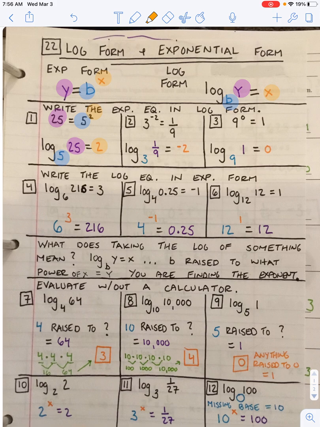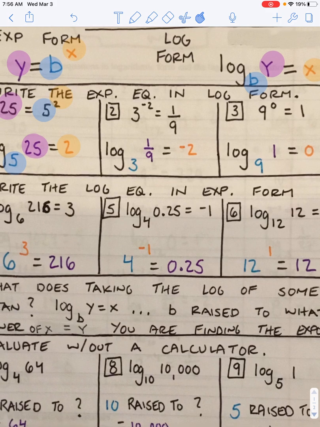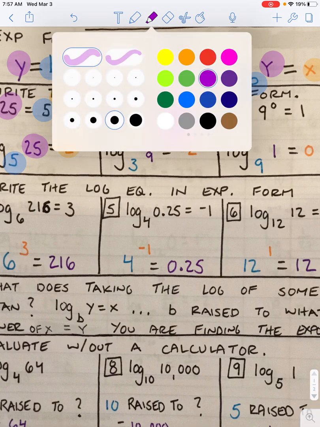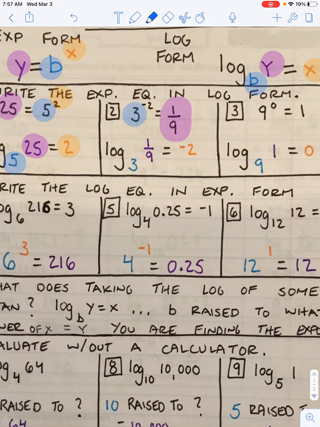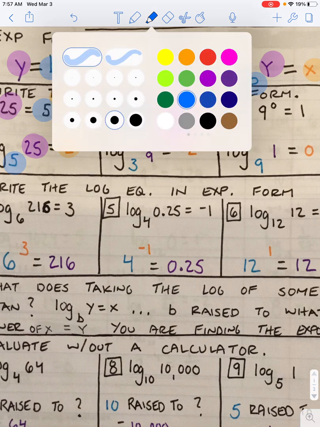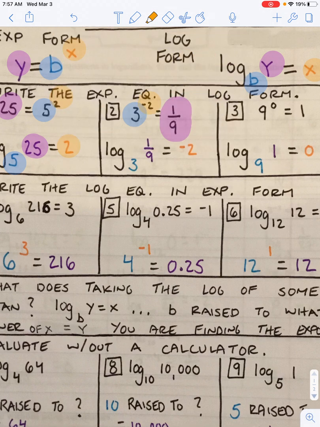So for example 2 here, we have 3 raised to the negative second equals 1/9. Okay, so let's identify our y, our b, and our x. So for this problem, our y, or the one that's alone, is over here on the right. So our 1/9 is our y value. Our base is 3, and it's being raised to the negative 2. So we know 3 squared is 9. The negative makes it flip over, so it becomes the 1/9.